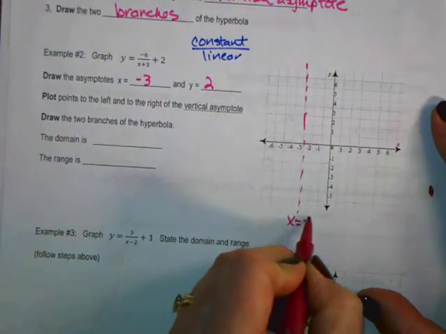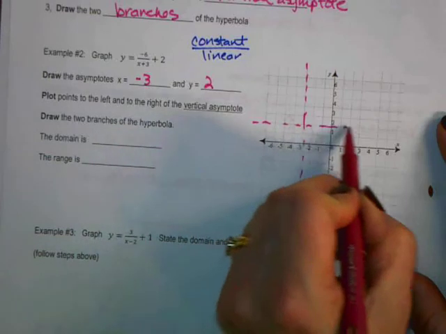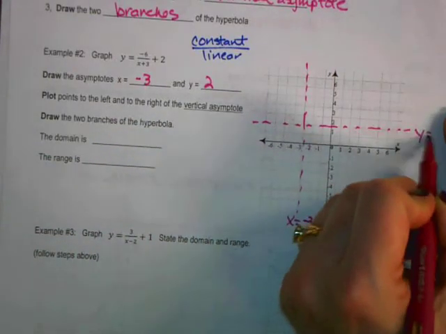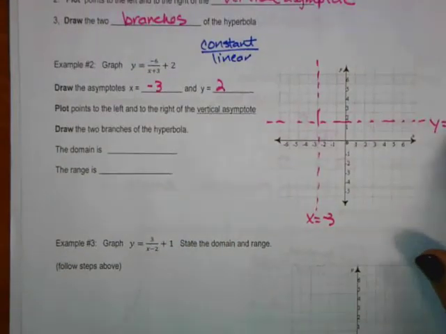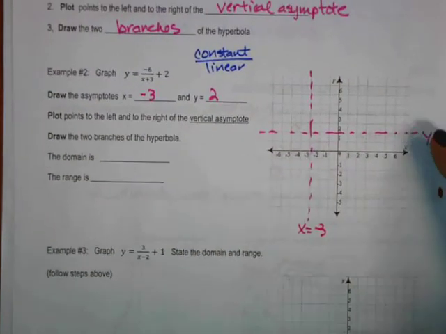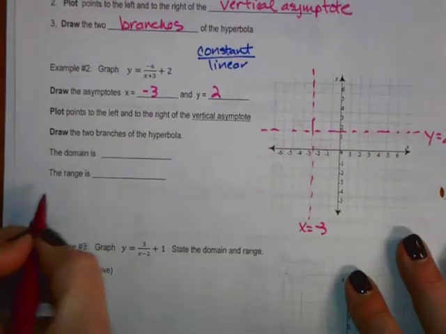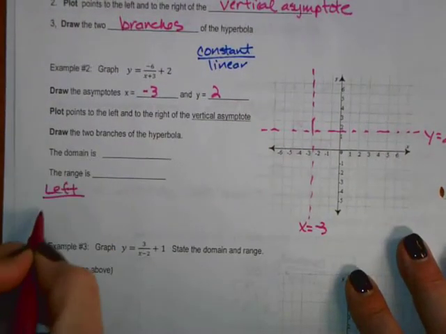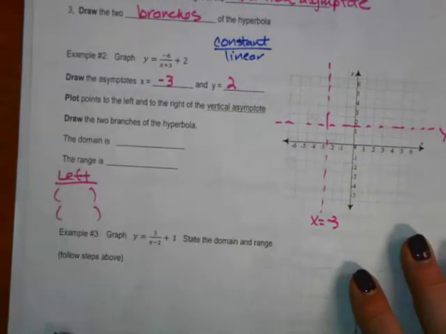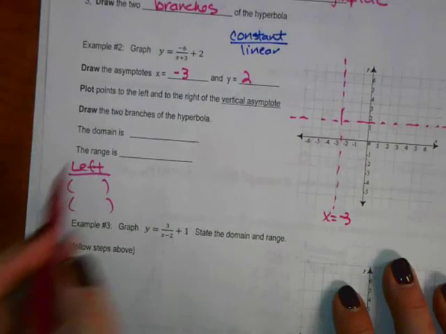X equals negative 3 and y equals 2. Okay? Then you plot points to the left and the right of the vertical asymptote. So I'm going to go down here and write left. Just pick some points to the left. Make it easy on yourself.